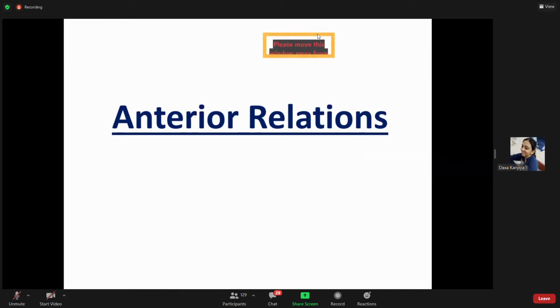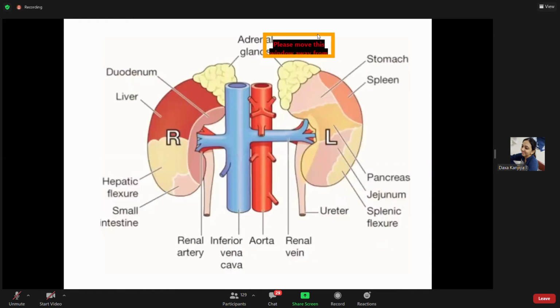Now the anterior relations of both kidney. See, this is the schematic diagram. It is given in your textbook. Let us see the anterior relations of right and left kidney. First of all, the upper pole. See, the upper pole of both kidney is covered by the suprarenal glands. Right?